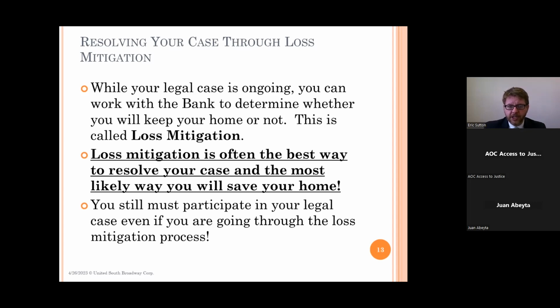Just because loss mitigation is going on doesn't mean that you can ignore what's going on in the lawsuit, unless the case is stayed. And I'll get to what that means in a minute here. But if the case is not stayed and you're still talking to the bank, you still need to check on what's going on in the court, because the judge has no idea what's going on with your negotiations with the bank, unless you tell them or the bank tells them. And maybe the bank doesn't tell them everything that's going on. The borrower wants to make sure that they're keeping the court updated on what's happening.